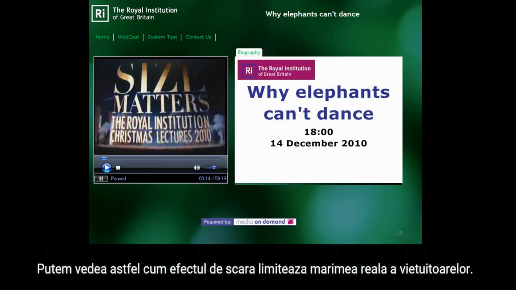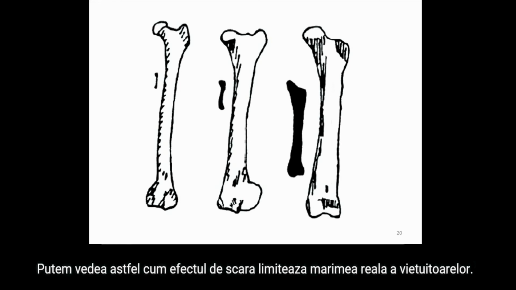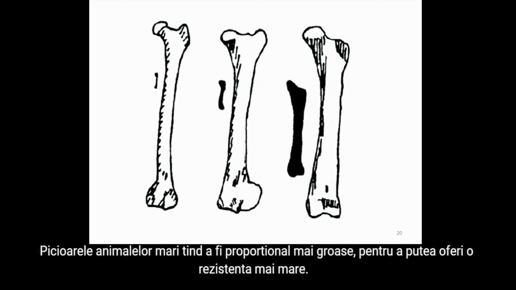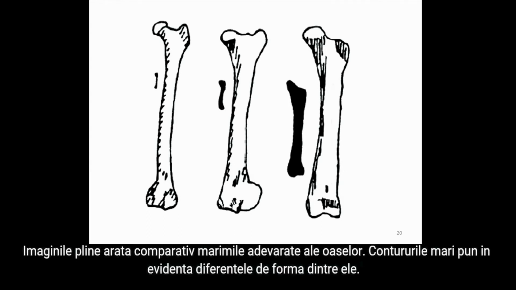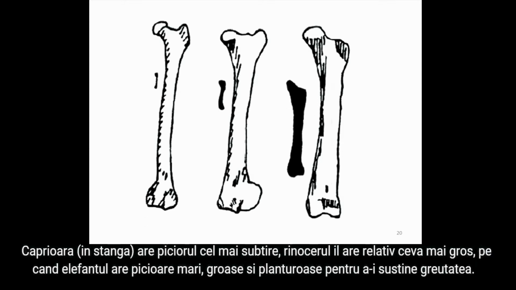We can see the scale effect limiting the size of real life. The legs of large-scale animals generally tend to be proportionally thicker for greater strength. Here's the thigh bone of a deer, a rhinoceros and an elephant. The small solid shapes indicate the true relative size of these bones. The larger outline indicates the difference in their shape. The deer, on the left, has the most slender legs, the rhinoceros relatively thicker, and the elephant has great, thick, sturdy bones to support its massive bulk.